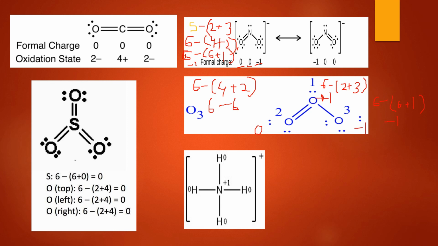Total charge on ozone is 0. So we see that there is no charge on this ozone. Now here it is minus charge, NO2 minus it is. So you can calculate 0 plus 0 plus minus 1. So the total charge is minus 1. It is actually NO2 minus, not NO2.